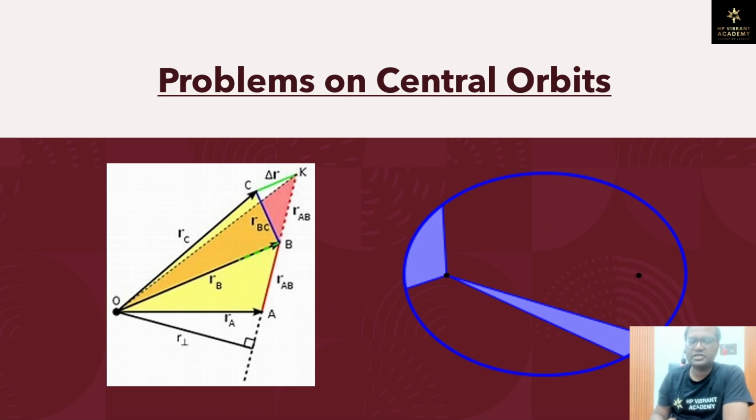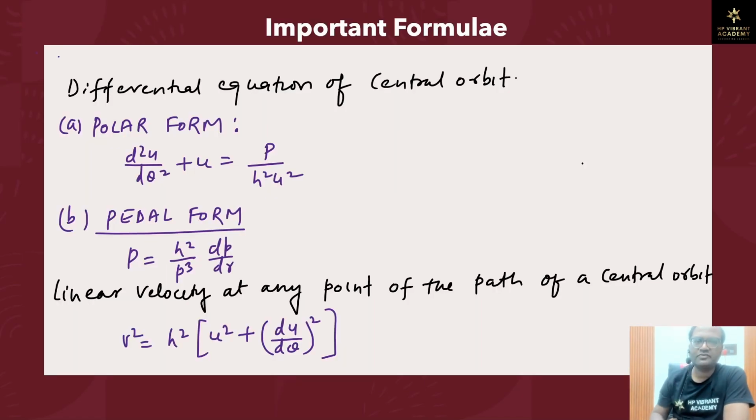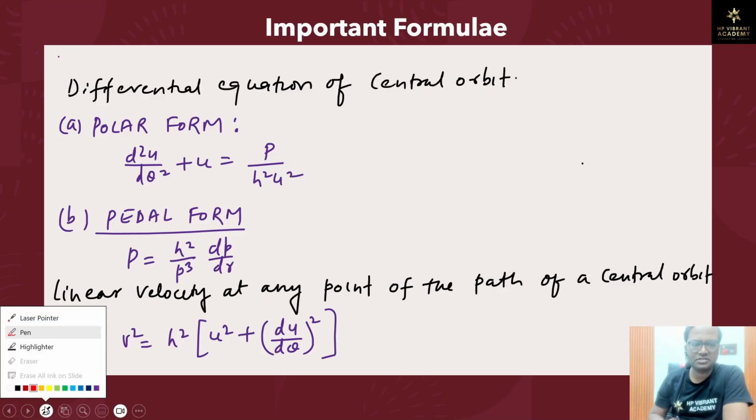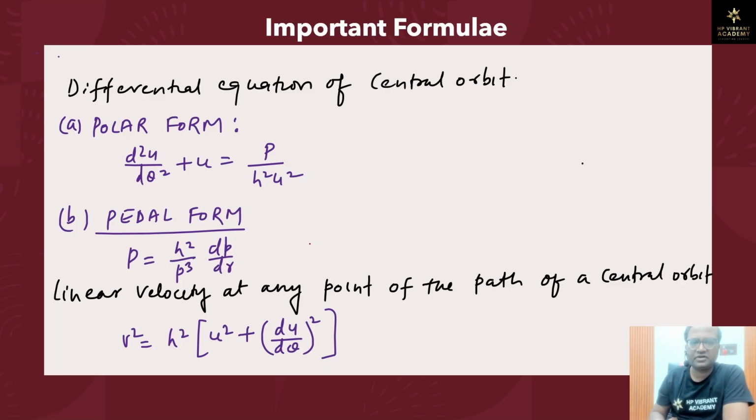In the last lecture, we started the discussion on the central orbit. In this lecture, we will discuss problems on the central orbit. First we will revise the important formulas that we have discussed in the topic of central orbit. After that, we will move on.